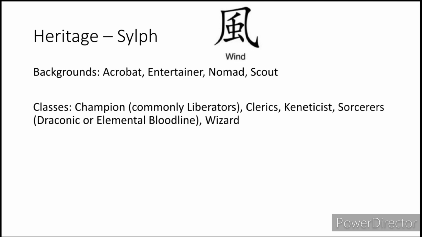For your character itself, you might want to go with backgrounds such as the acrobat, entertainer, nomad, or scout. Classes you might lean into: champion, more commonly the liberator. Also clerics, kineticists, sorcerers of either draconic or elemental bloodline, and wizard, though that, like I said, elemental bloodline is going to be for most sorcerers with a Geniekin heritage, at least commonly.